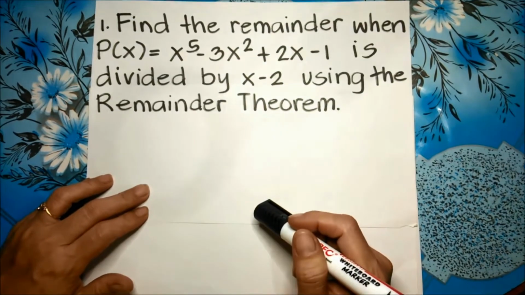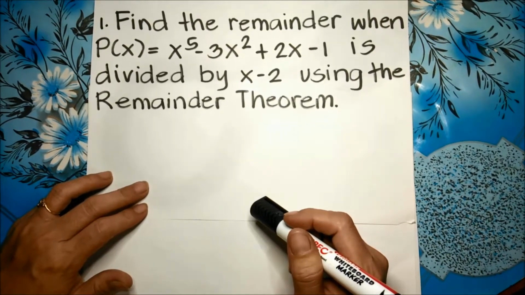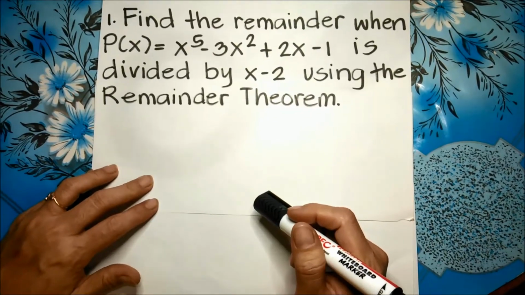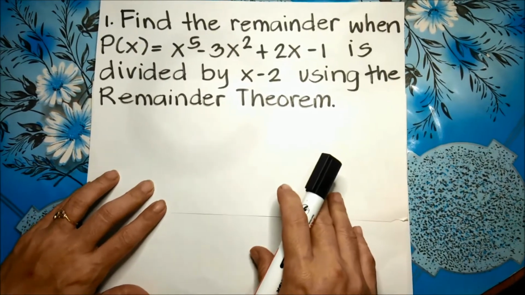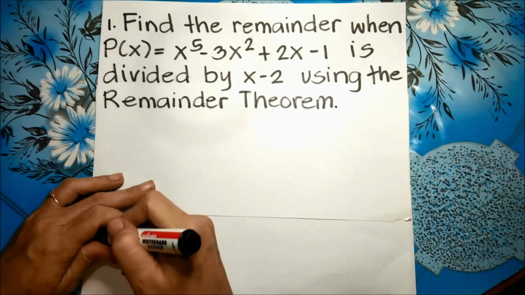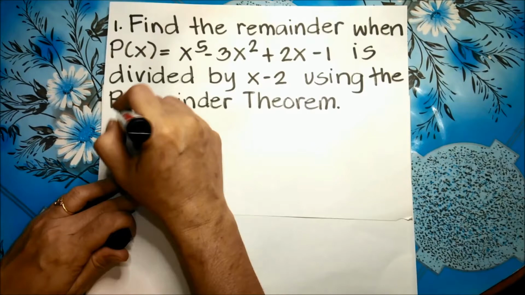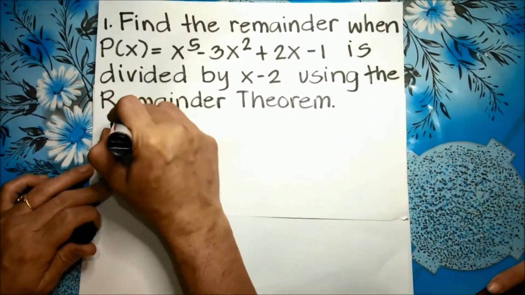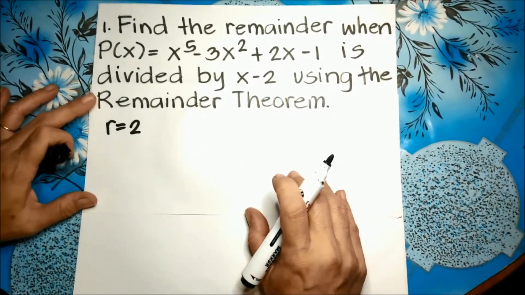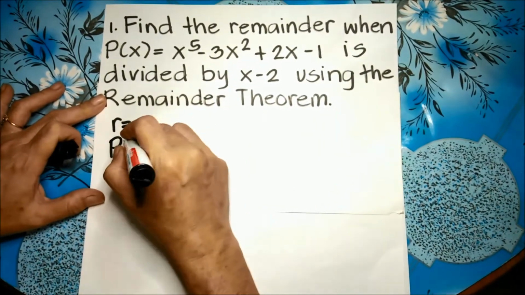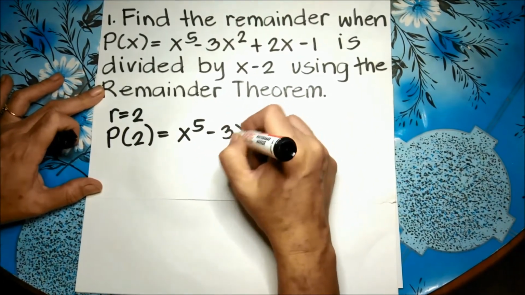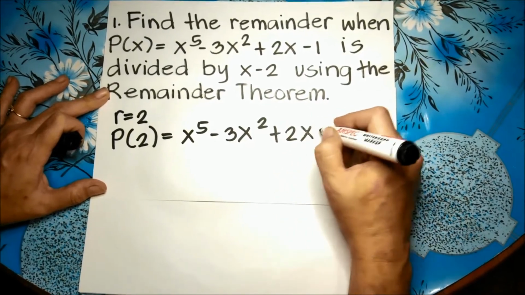Proceed with example 1. Find the remainder when p of x is equal to x to the fifth minus 3x squared plus 2x minus 1 is divided by x minus 2 using the remainder theorem. Now notice that since x minus 2 is already in the form x minus r, then we can say that r is equal to 2. Now using the remainder theorem, we say that p of 2 is equal to x to the fifth minus 3x squared plus 2x minus 1.